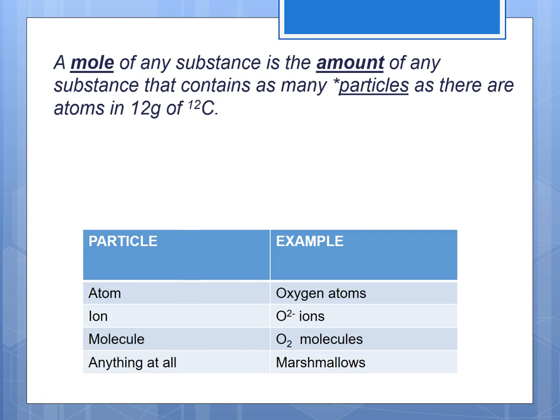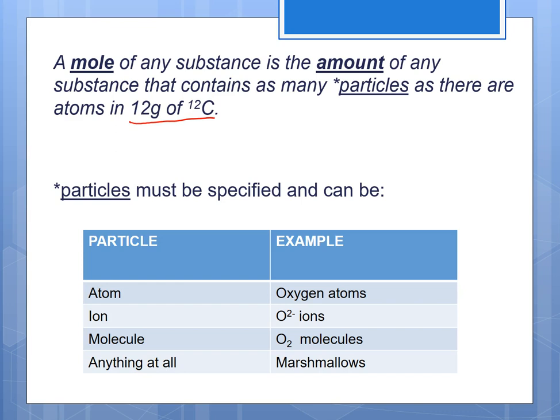Okay, so in the way that we can have a dozen bread rolls or a dozen eggs or anything else like this, we can have a mole of any substance, okay? And it is defined as the amount of any substance that contains as many particles as there are in 12 grams of carbon-12. Hopefully you'll remember we've seen this idea before of 12 grams of carbon-12, and that was what we saw with the relative atomic mass when we were talking about isotopes, okay?